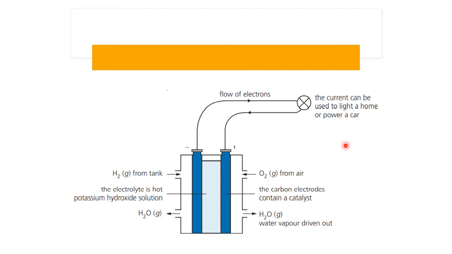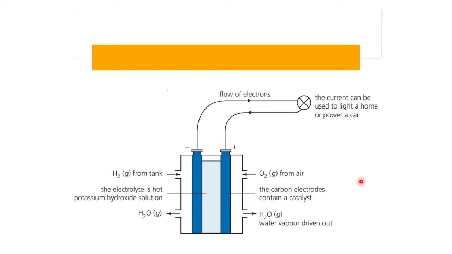This is what happens in the hydrogen fuel cell. This is our negative terminal and this is our positive terminal. The negative terminal undergoes oxidation reaction, where electrons flow out from the negative terminal and reach the positive terminal. At the negative terminal there is hydrogen gas, while at the positive terminal there is oxygen gas. The electrolyte used is hot potassium hydroxide solution.